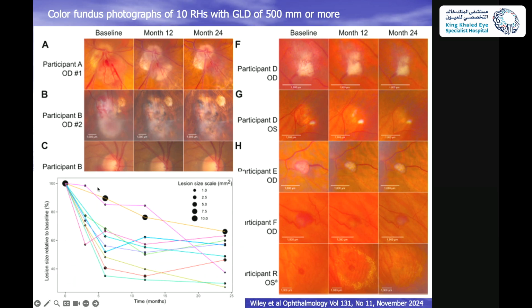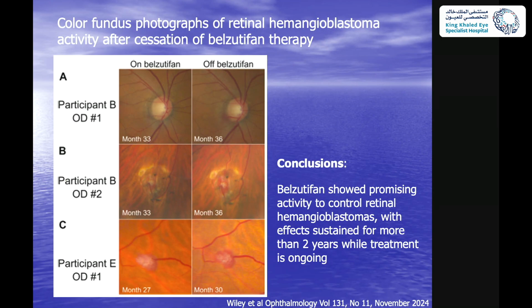And so the graph basically shows all the cases where the lesion size was reduced with the treatment. And what's interesting is that when they stopped the treatment, the angioma grew back in size. So it's a direct response to the treatment of belzutifan, the HIF-2 alpha inhibitor. The conclusion provided from the paper suggests that it is a good option to consider for treating retinal hemangioblastoma, and the effect was sustained while the patients were undergoing treatment.